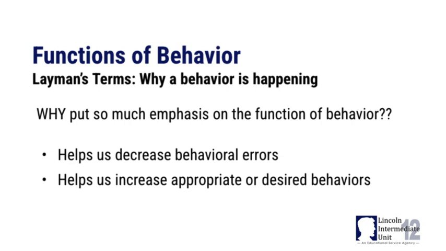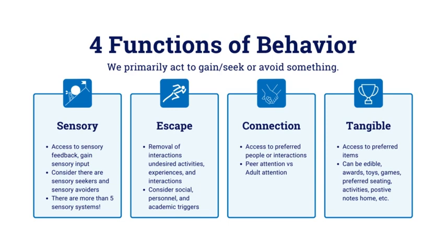It is so critical for you to consider this because if we can understand why a behavior is happening, we can more effectively and efficiently decrease behavioral errors and increase appropriate or desired behaviors. But without knowing that function of behavior and the why behind it, it's much harder to shape student behavior. Again, this should not be new, but as a quick review, there are four primary functions of behavior: sensory, escape, connection or attention, and tangible.